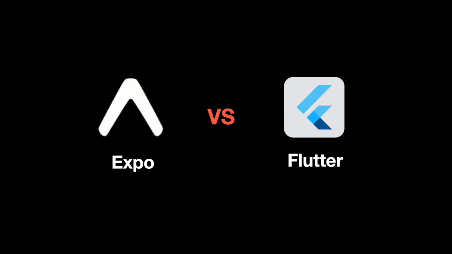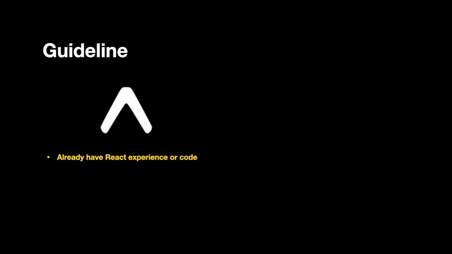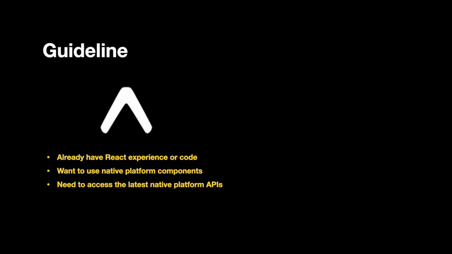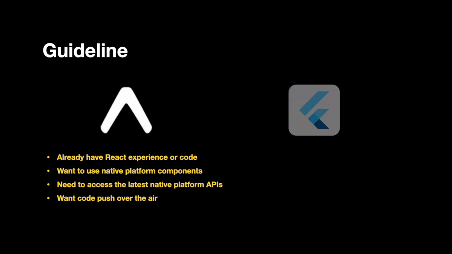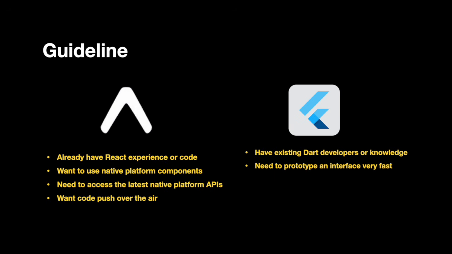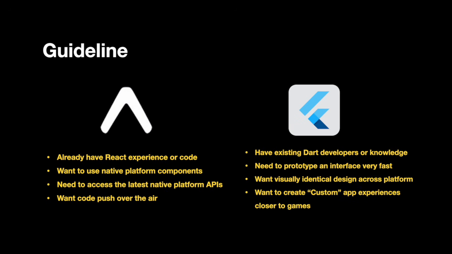Now you should have a better understanding of which technology you should choose for your next project. If you are still unsure, let me help you with a quick guideline. You should choose Expo if you already have React experience or code, want to use native platform components, need to access the latest native platform APIs, or want to push code over the air. You should choose Flutter if you have existing Dart developers or knowledge, need to prototype an interface very fast, want visually identical design across platforms, or want to create custom app experiences closer to games.